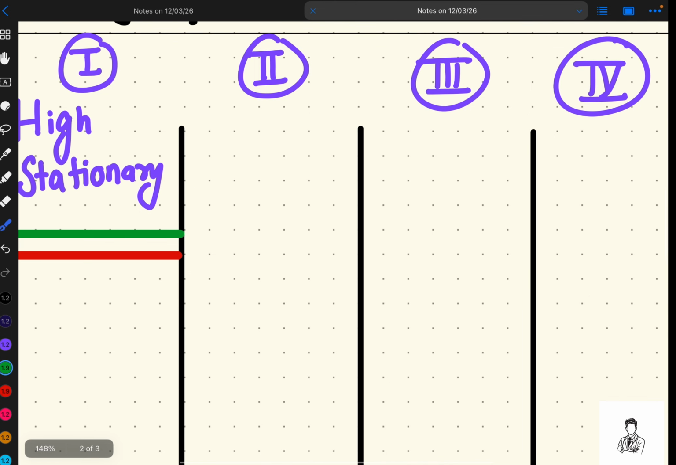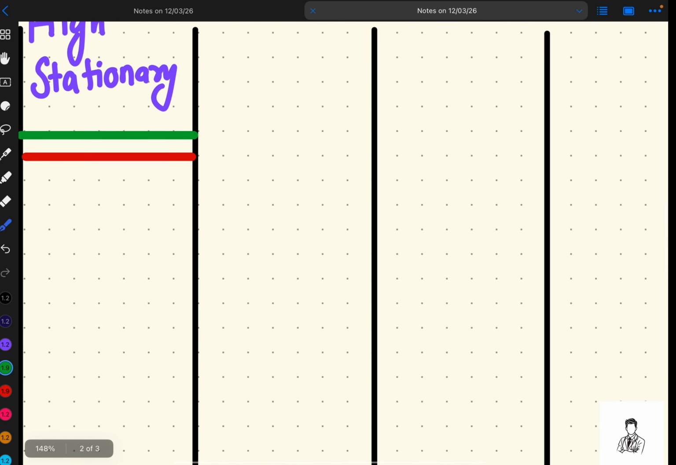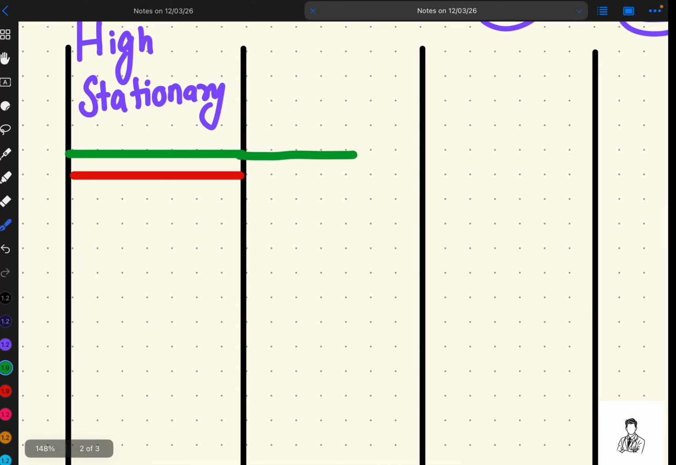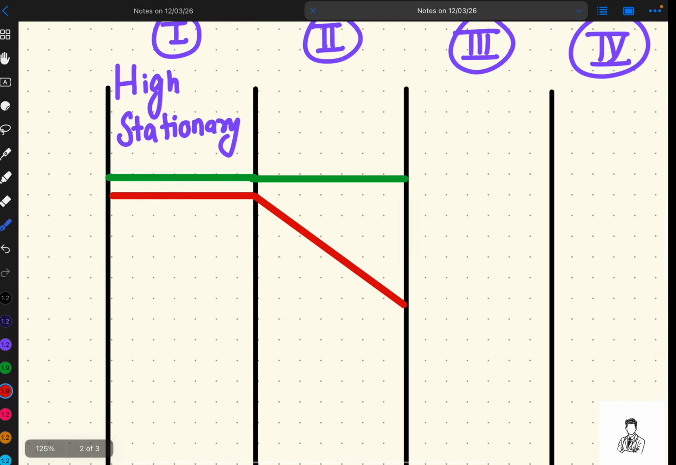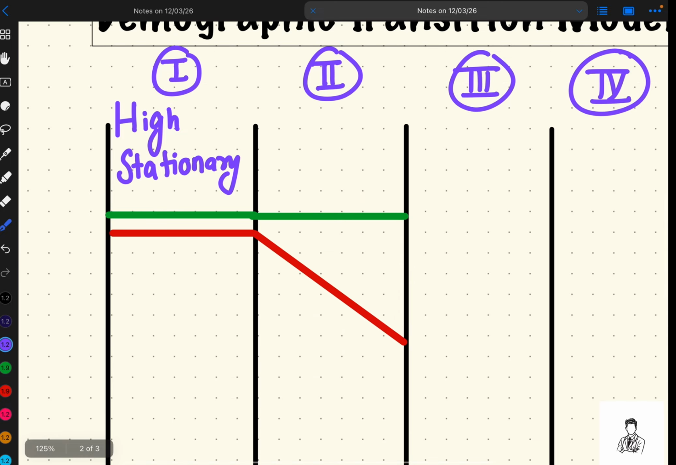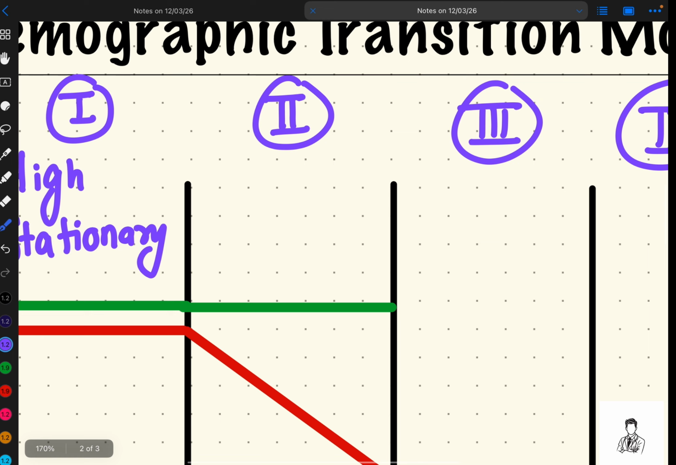In the second stage we can see a transition in the birth rate and death rate. Birth rate remains constant here, but we can see a great dip in death rate. It decreases gradually over time. Death rate is decreasing, but birth rate, the green line, stays constant. As deaths are low, the population will expand. So we will name it expanding, but it is an early stage, so early expanding.